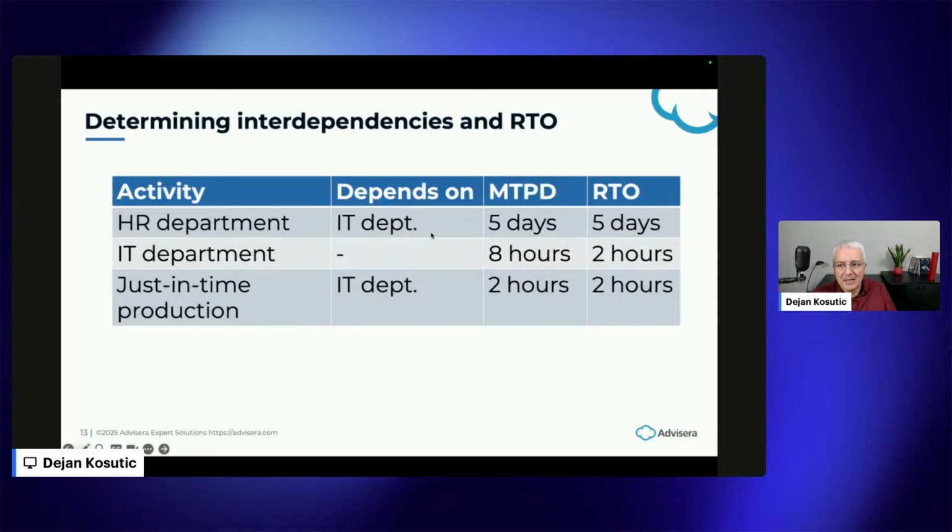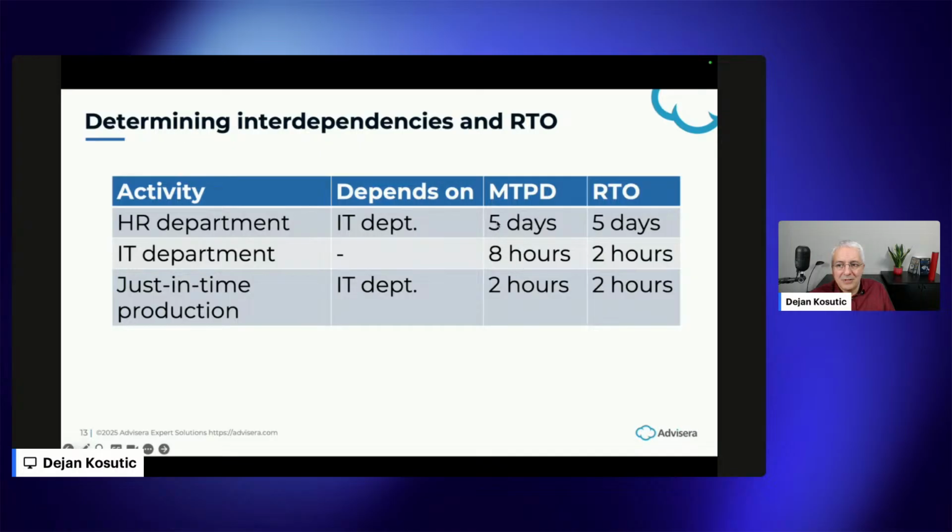And this just-in-time production depends also on the IT department for recovery. Now, MTPD for the HR department was determined as 5 days through the BIA questionnaires. IT department MTPD was determined as 8 hours, and just-in-time production was determined as 2 hours.